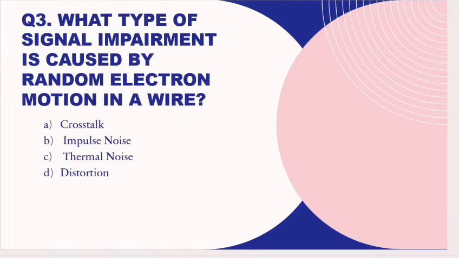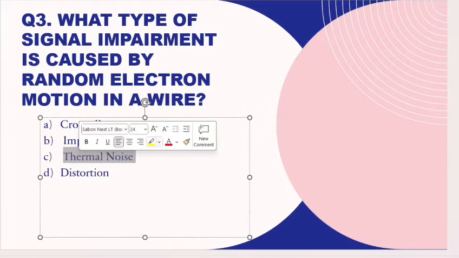Moving on to our question number third. What type of signal impairment is caused by random electric motion in wire? Option A, crosstalk. Option B, impulse noise. Option C, thermal noise. Option D, distortion. So the correct answer for this question is option C, which is thermal noise.